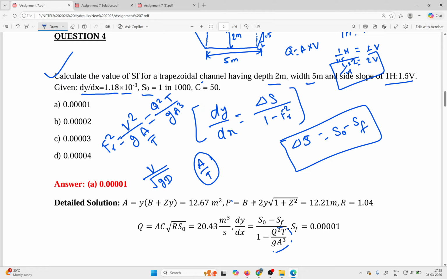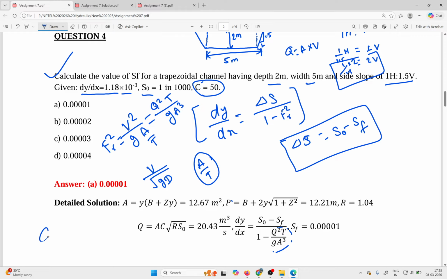Now, how will you calculate the perimeter and the area? You know very well these are the very simple formulas for the trapezoidal section. And what is your discharge? How will you calculate discharge? Here C was given, Chezy's constant. Remember, please, in the question it should be mentioned that C is Chezy's constant. So you have the clue for calculating the discharge.